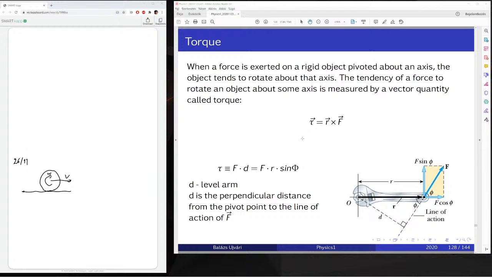What about torque? To describe the motion of the rigid body, Newton's second law is not enough, because that describes only the translation. For describing the rotation, we have to introduce the torque, and the torque is nothing else than r cross F.